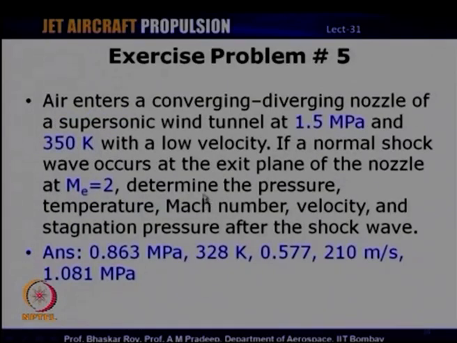And the last problem is, air enters a converging diverging nozzle of a supersonic wind tunnel at 1.5 megapascal and 350 Kelvin with a low velocity. If a normal shock wave occurs at the exit plane of the nozzle at Mach number of 2, determine the pressure, temperature, Mach number, velocity and stagnation pressure after the shock wave. So, in this question there is a normal shock in the divergent section of the nozzle. You need to find out the conditions after the shock wave.